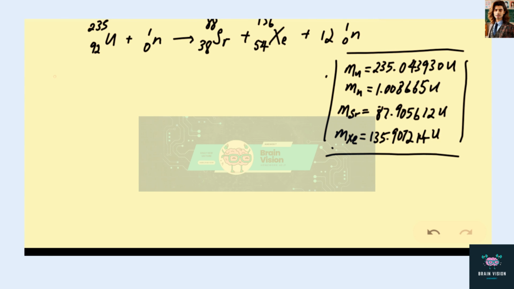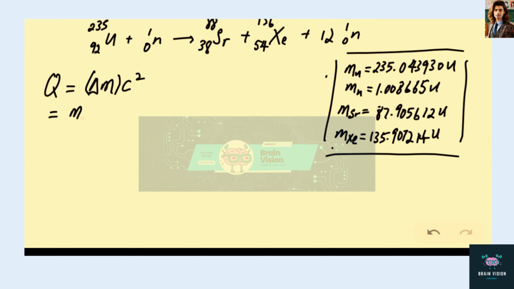So to find the energy released, we need to find the Q value, that is defined as the change in the masses of the nuclide multiplied by c squared. The change in the mass is simply taking the initial total mass of the reactants subtracted by the final mass of the products.